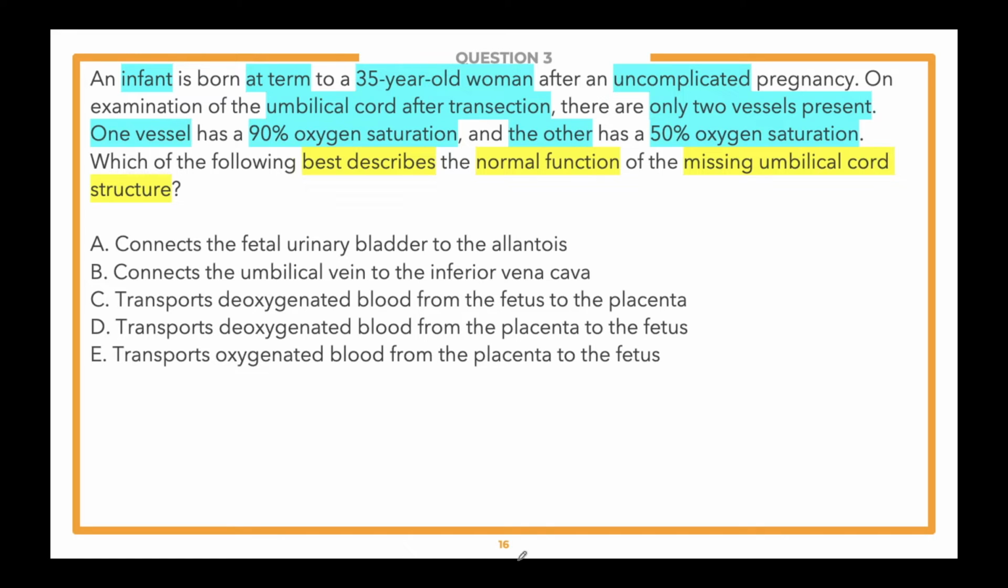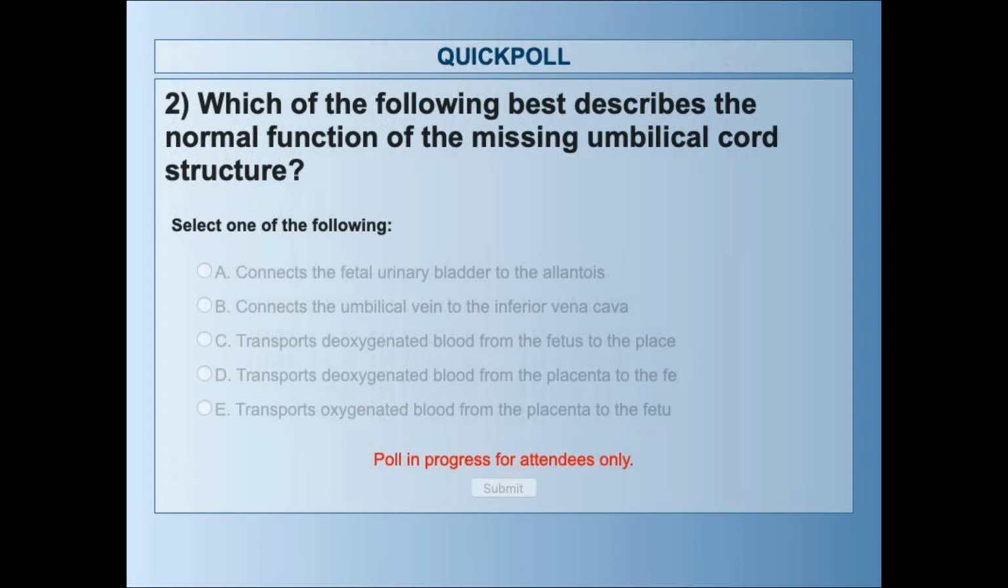So once again, we're going to go ahead and open up that poll. Go ahead and select the answer choice you think is the best answer here, and we'll talk about it in just a few seconds. Excellent. Once again, the poll is open. Some of these got cut off, but the only thing that cut off is the word fetus, but I'll read it to you again for good measure. E, transports oxygenated blood from the placenta to the fetus. D, transports deoxygenated blood from the placenta to the fetus. And C, transports deoxygenated blood from the fetus to the placenta. And B and A are there in full.